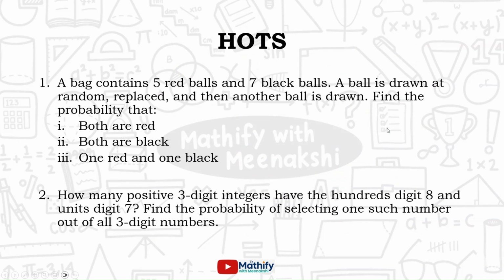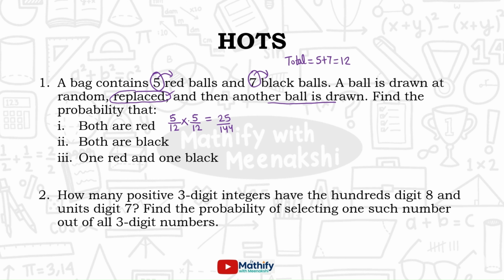Now let's move to the last topic. A bag contains 5 red balls and 7 black balls. So total balls are 5 plus 7, that is 12. A ball is drawn at random and then replaced, and then another ball is drawn. So this is a different question. Here you are selecting a ball 2 times, but you are replacing also. Both are red. That means first the probability that the ball is red is 5 by 12. Again you have to multiply because you're selecting one more time. So again the probability of red is 5 by 12 because you have replaced that. So the answer is 25 by 144.